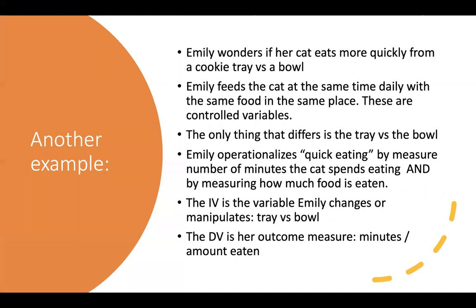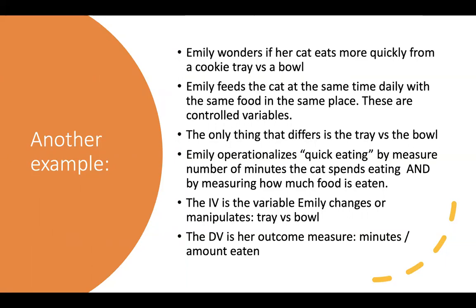Here's another example. Emily wonders if her cat eats more quickly from a cookie tray or from a bowl. So Emily feeds the cat at the same time daily. Same food, same place, same everything. Those are the controlled variables. So since the only thing that differs between those two situations is whether or not she's using a tray or a bowl, then that tray versus bowl, that is the independent variable. That's the thing that the experimenter is changing.